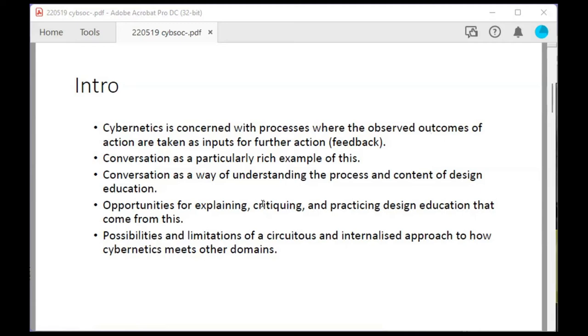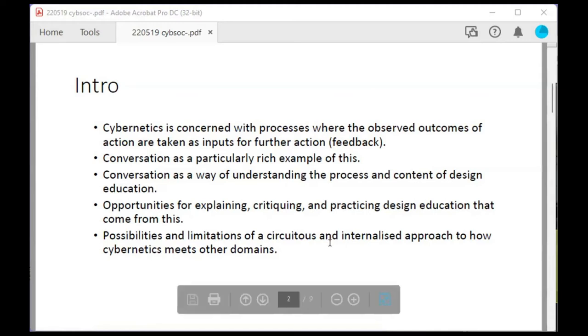So what I'm going to talk through is this idea of a kind of parallel between the process and the content, opportunities in that for explaining, for critiquing, and for practicing design education. And then at the end, some of the possibilities and limitations of the fairly circuitous and internalized way I'm going to frame this, and what that could mean for cybernetics in its encounters with other domains. And hopefully that will make some sense at the end.